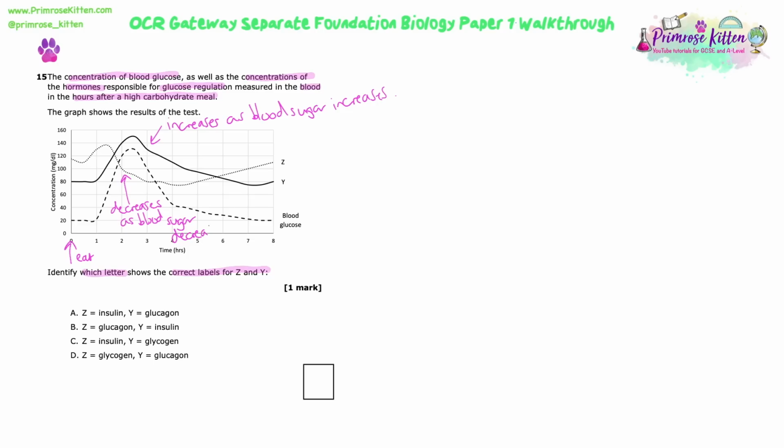So which hormone controls blood glucose? There are only two. We've got insulin and glucagon. Which one is going to increase when blood sugar increases? So which hormone will be released when blood glucose levels are high? So this relies on us knowing that insulin lowers blood glucose and glucagon raises blood glucose levels.